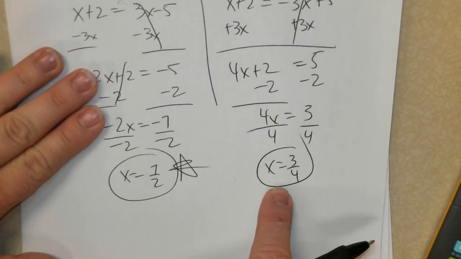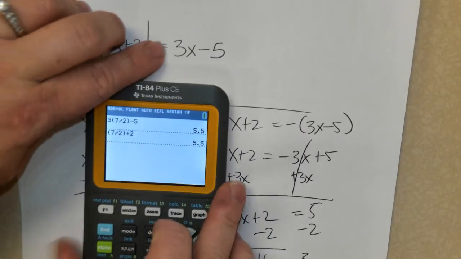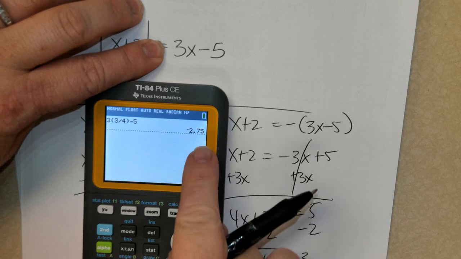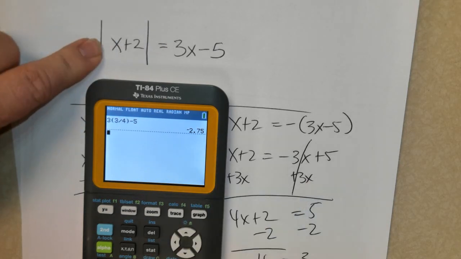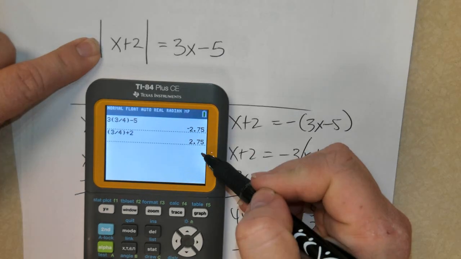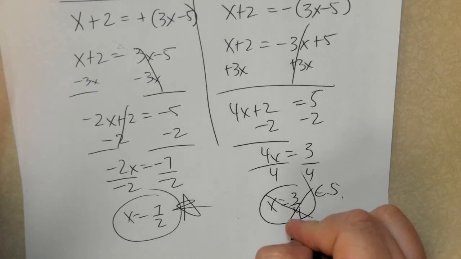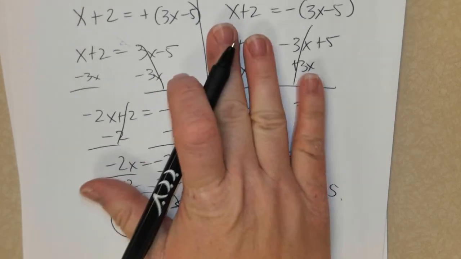Let's see if 3/4 works. Okay, I'm going to come over here. I'm going to take 3 times 3/4 minus 5. I get a negative number. Then I come over here and I take 3/4 plus 2. Are these exactly the same? No. That means this is an extraneous solution. It can't be considered. Doesn't mean I did the math wrong, but it cannot be considered as an answer.